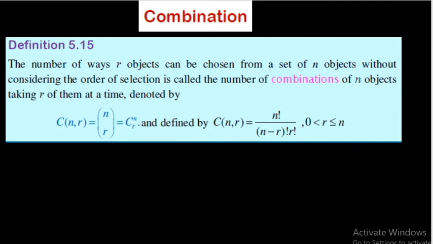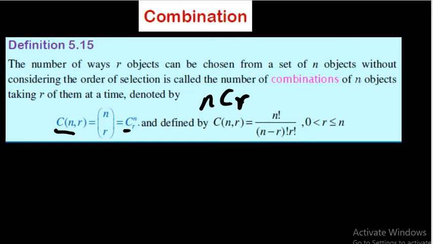We call it combination, and the combination of n to r can be denoted in different ways. One way, as you see here, is C(n, r), or we can write it vertically in this manner, or even n combination r. Another way is the formula: n factorial over (n minus r) factorial times r factorial, where r must be between 0 and any natural number n.